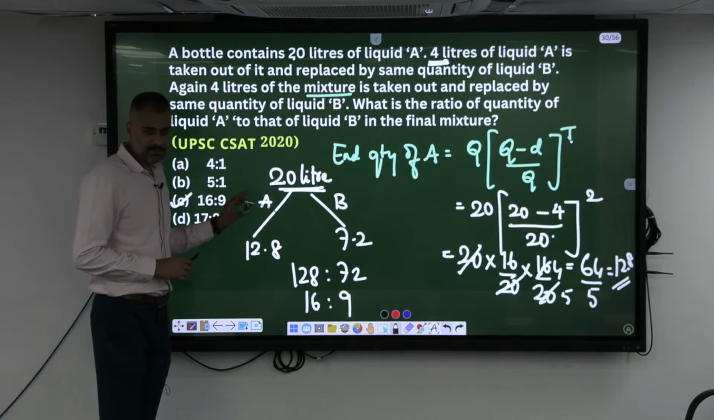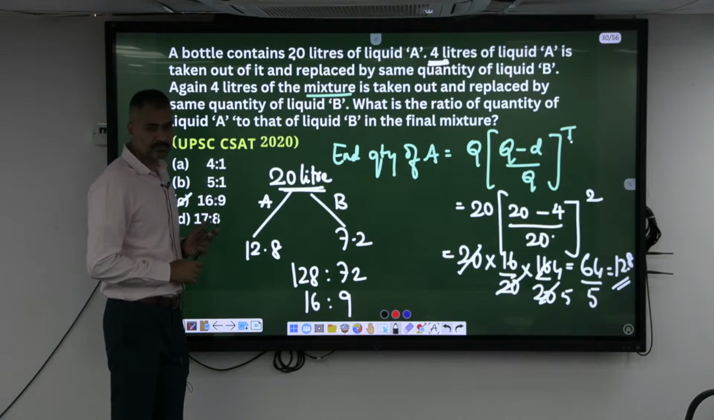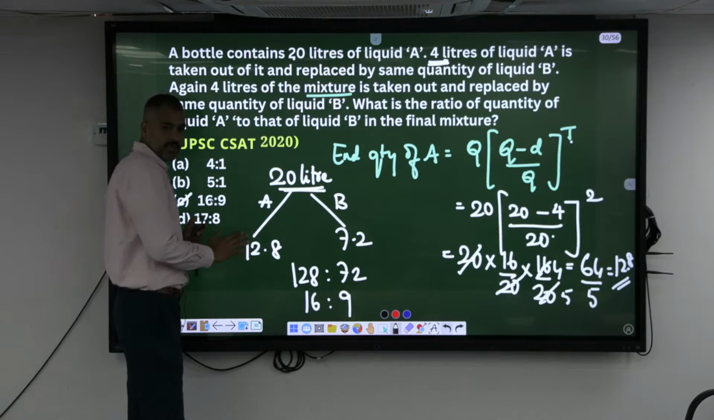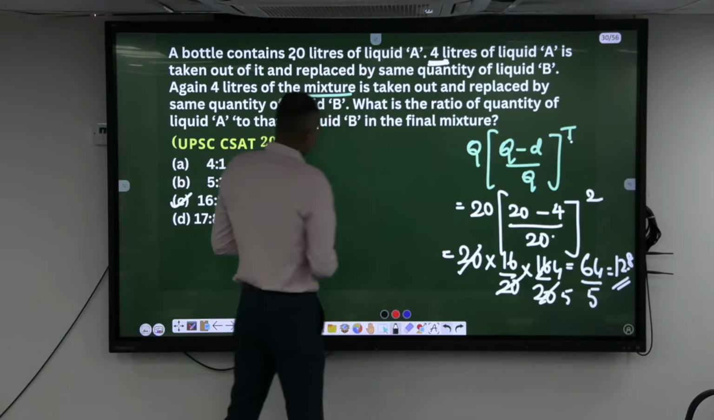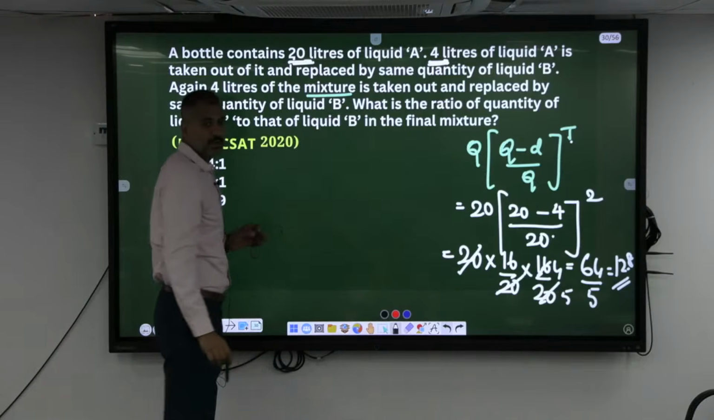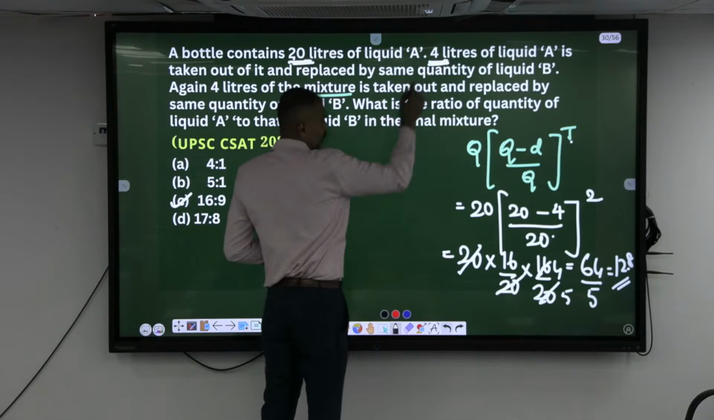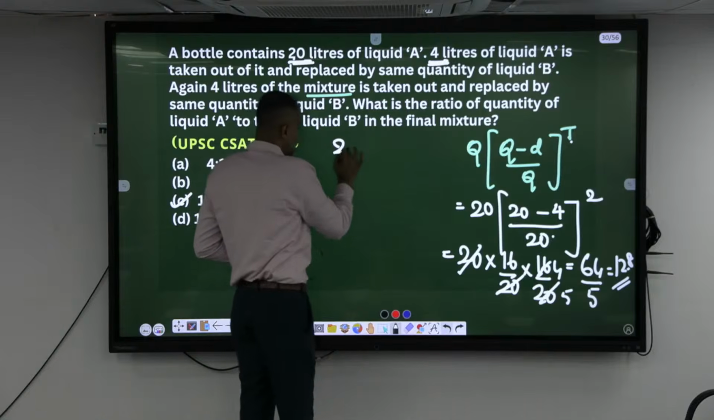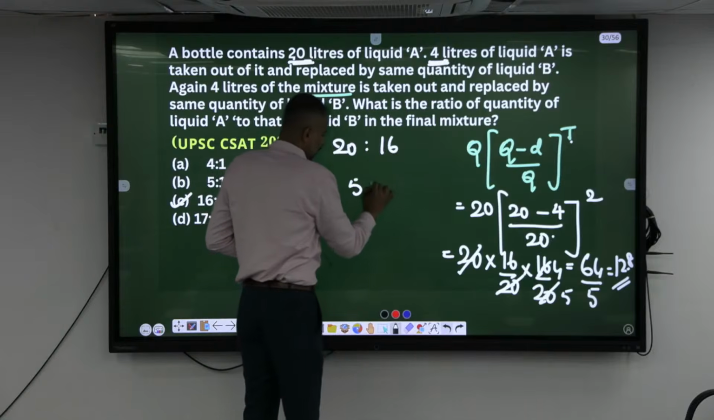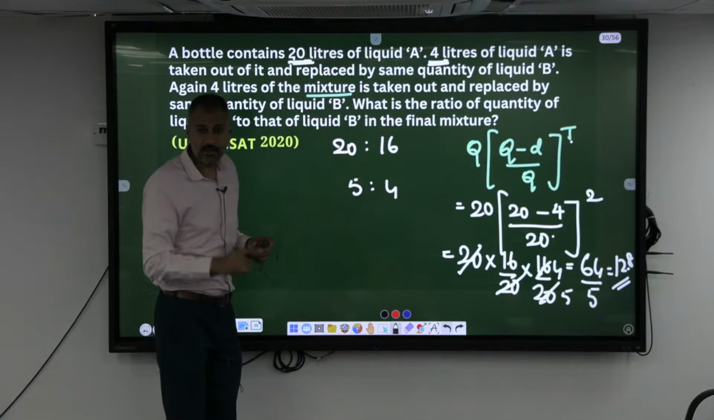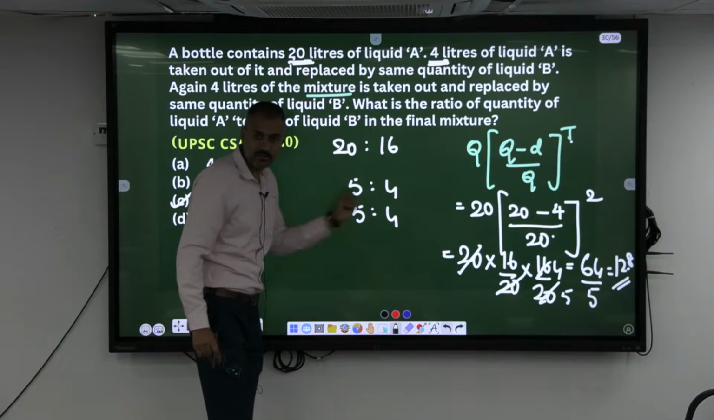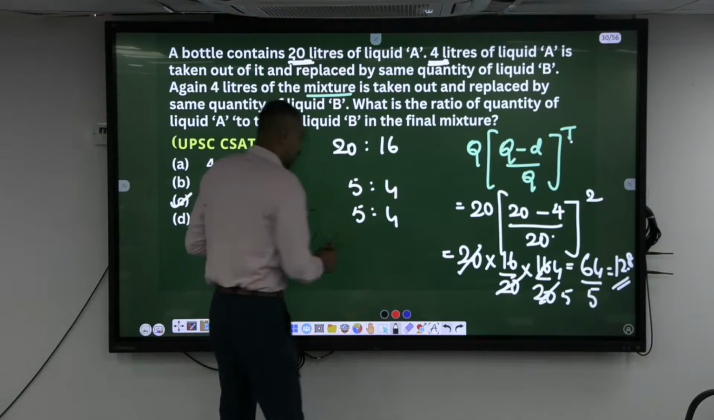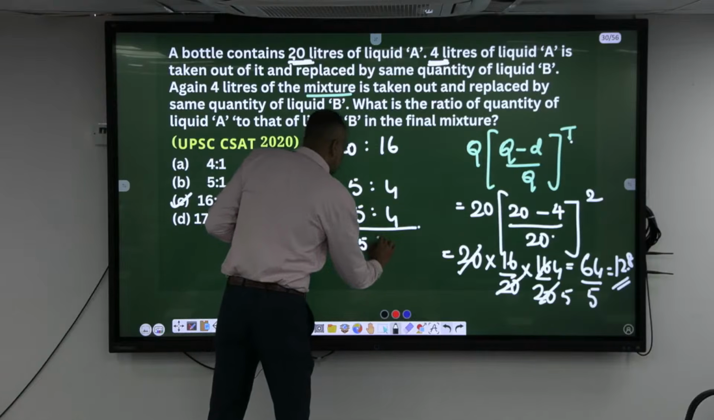Shall I erase this part? See, initially quantity of A was how much? 20. We removed how much? 4. So remaining is how much? So 20 becomes 16. In what ratio it changed? 5:4. Second time also when we are doing, it is changing in the same rate. Means 5:4. If we had done third time, then also it has to be 5:4 only. Since we have done twice, if it was starting 25, it would have become 16.